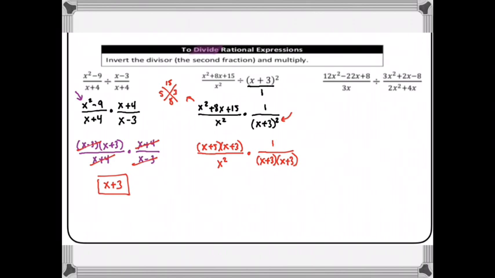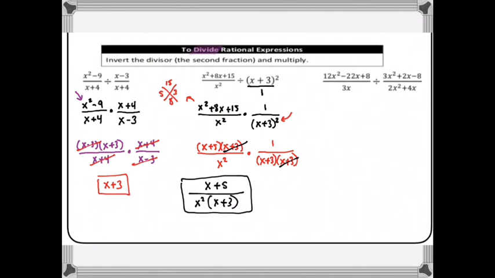So it looks like we're going to knock this down, doing that and that. And it looks like that's everything that we can do. So we end up with x plus 5 all over x squared times x plus 3. Okay, so that is the final simplification there.